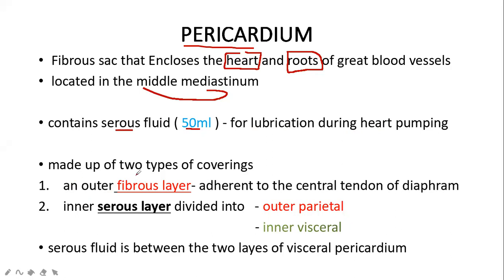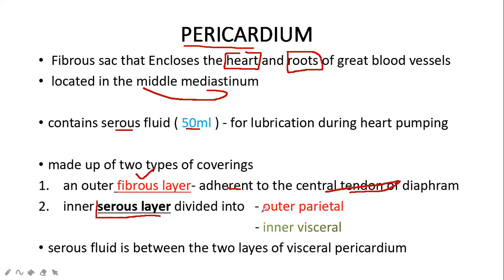Now, the pericardium, this sac, is made up of two coverings. There's an outer fibrous layer. This fibrous layer is adhering to the central tendon of the diaphragm. Then there's an outer fibrous layer and then an inner serous layer. So remember, outer fibrous and then inner serous layer.